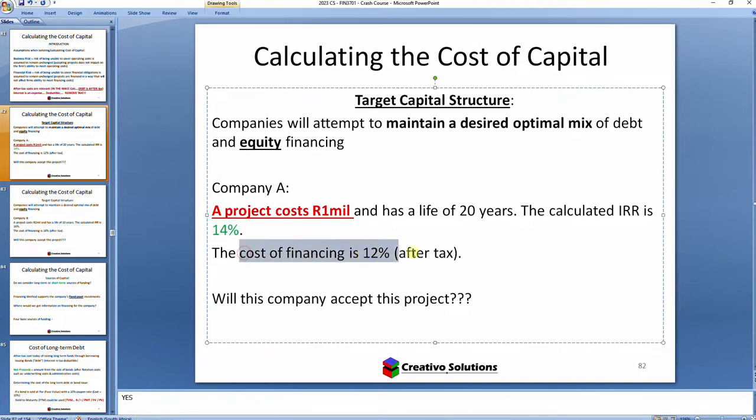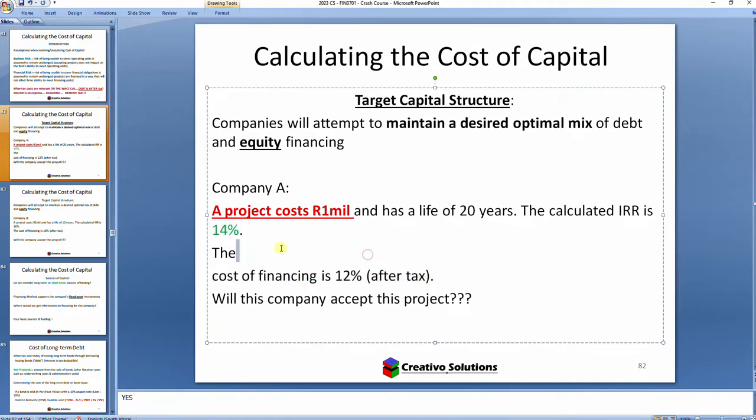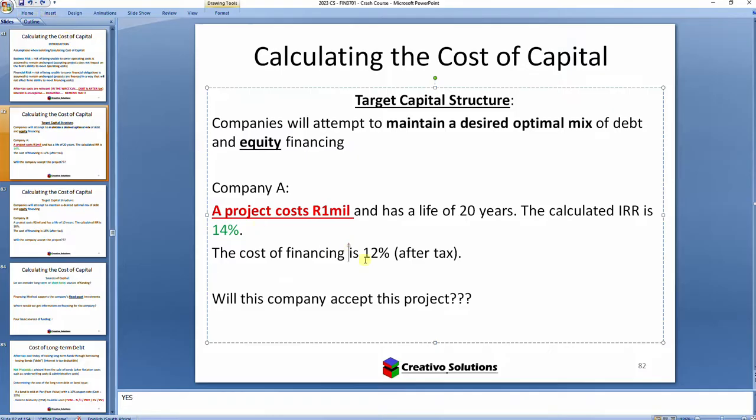If the cost of financing is 12% after tax, am I going to accept or reject? What do you think? Let's see if you know what the principles are. Accept or reject? Would you accept or reject this? IRR is 14%, and the cost of capital is 12%. Is the IRR more than the cost of capital? So would you accept or reject? Accept. Then we'll accept. Definitely.